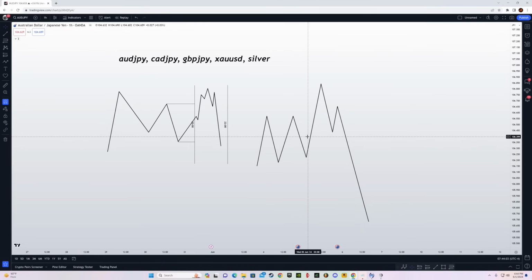Right? So power of 3 could be for a daily candle, a weekly candle, or a monthly candle. But essentially for this strategy, we're looking for a daily candle power of 3. So the original consolidation, then manipulation, and then distribution.